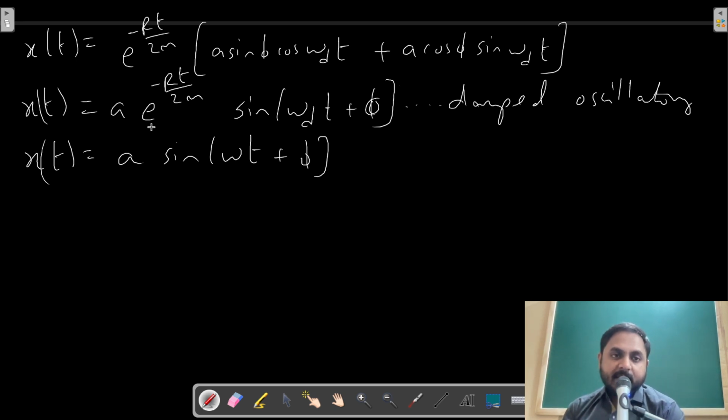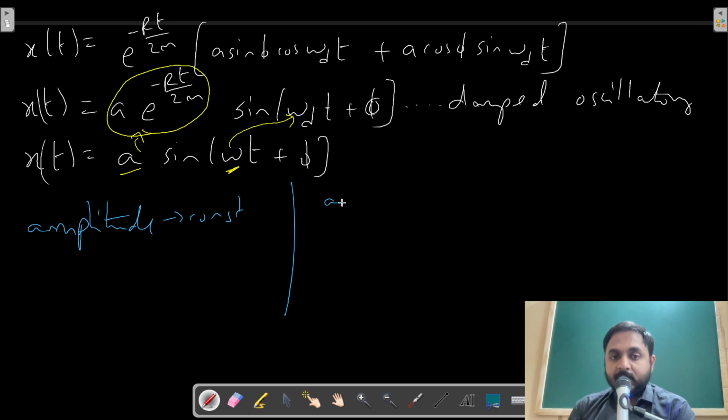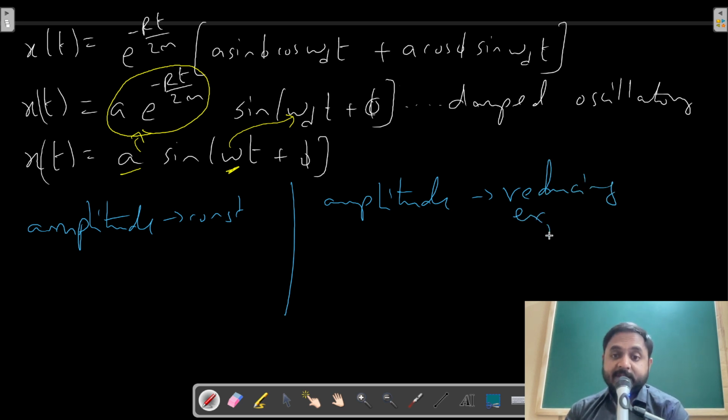What is changing? This A is as it is. There is a new term that has come in, that is e raised to minus rt by 2m. So instead of A, you have A into e raised to minus rt by 2m, and instead of omega, you have omega d. What does this mean? This means that earlier your amplitude was constant for undamped. Now your amplitude is reducing, and it is falling exponentially.